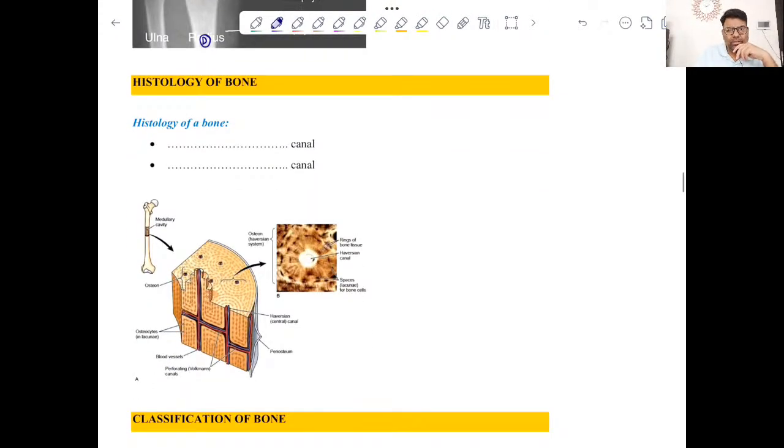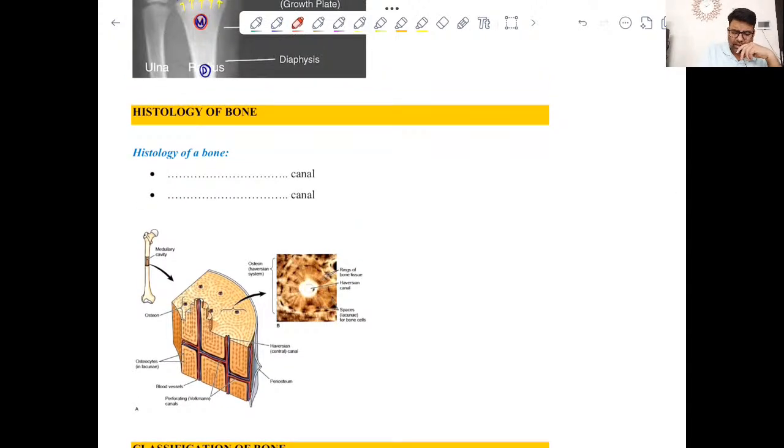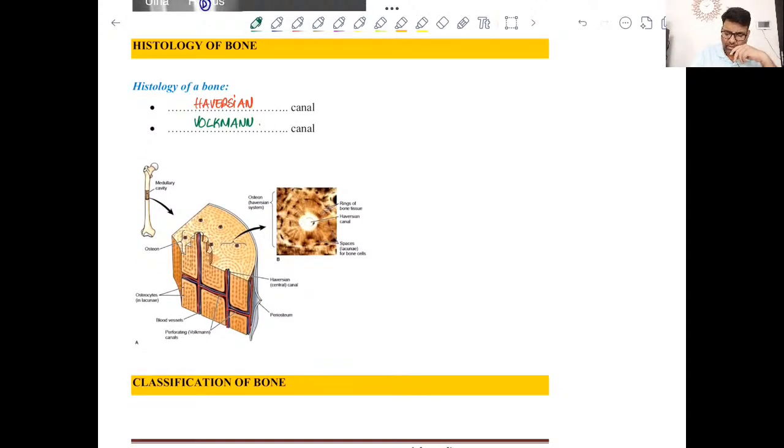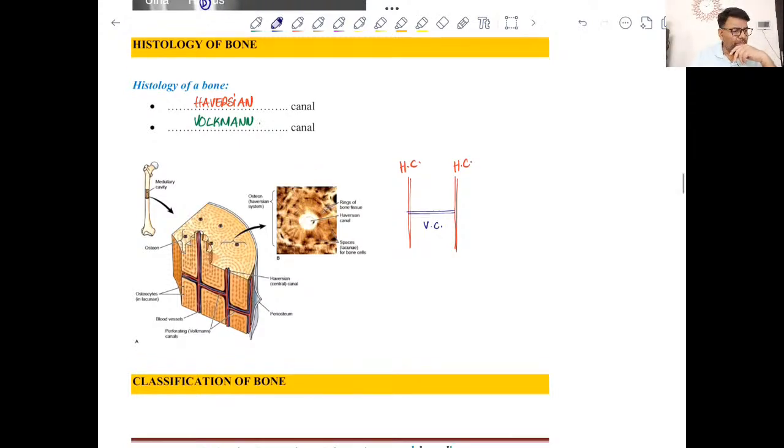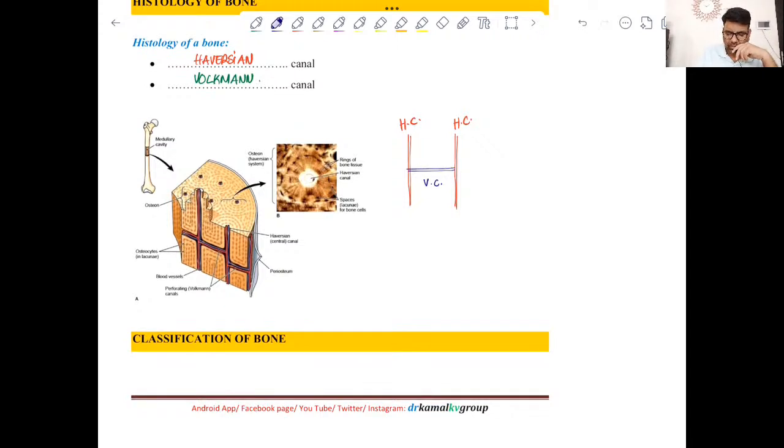Then if we take a microscopic section of bone, we will see two canals. The vertical canals are known as Haversian canals, and the horizontal canals are known as Volkmann's canals, right? So we will see two canals, something like this. The vertical are the Haversian canals, and the horizontal ones are the Volkmann's canals. Clear? So this is the canalicular system in the bones.